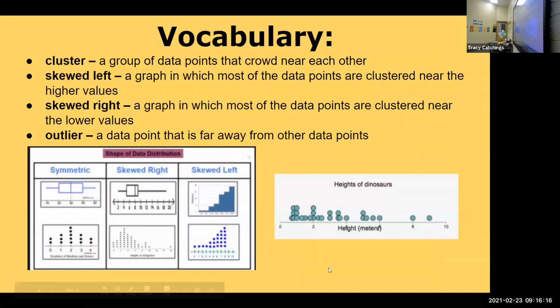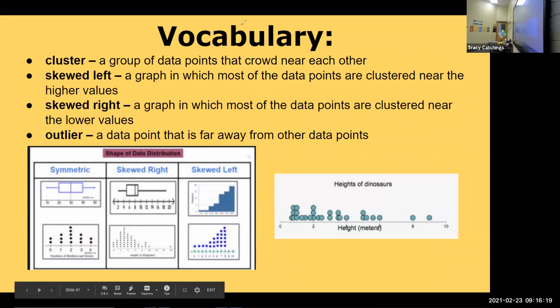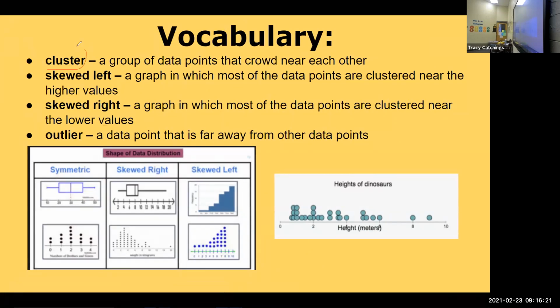All right. A little bit more vocabulary in case you forgot from 6th grade. A cluster is a group of data points that crowd near each other. You can easily pinpoint a cluster because they're right there close together. This one, you can easily see that cluster.